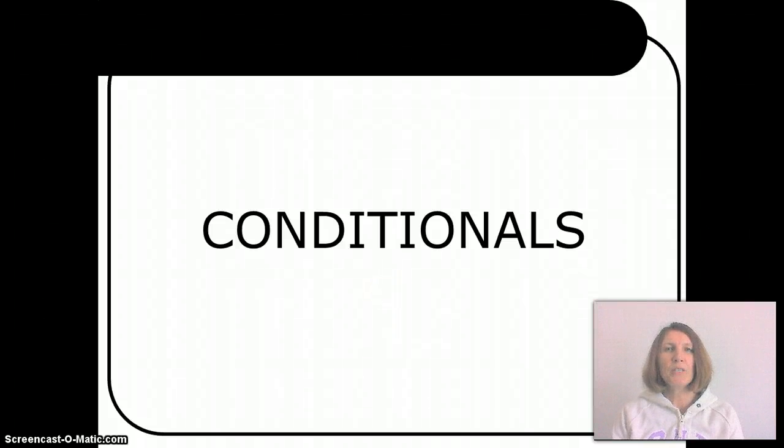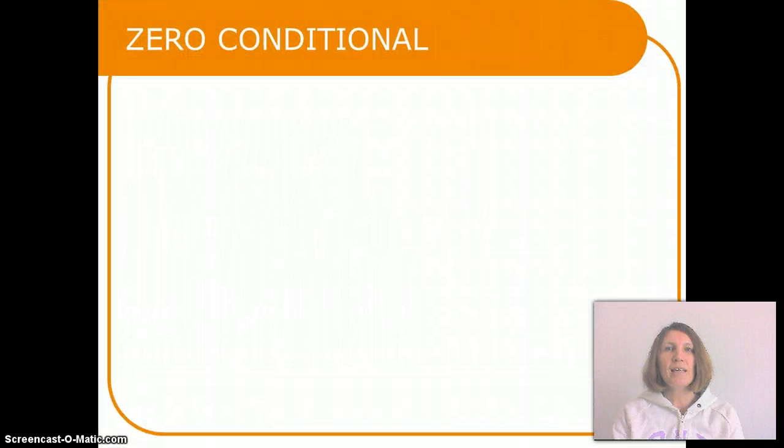Today we're going to learn how to use conditionals. I'm going to be using terms such as zero, first, second, and third conditional. But don't worry so much about memorizing these terms as you should with memorizing how to use these types of conditionals. So let's get started and take a look at the zero conditional.